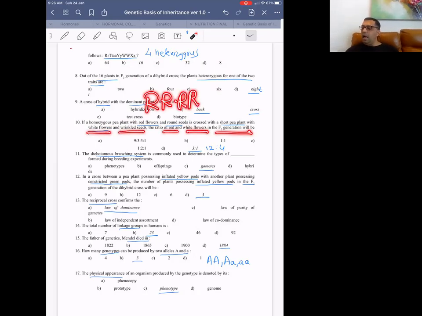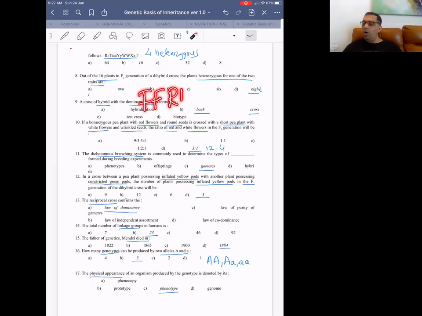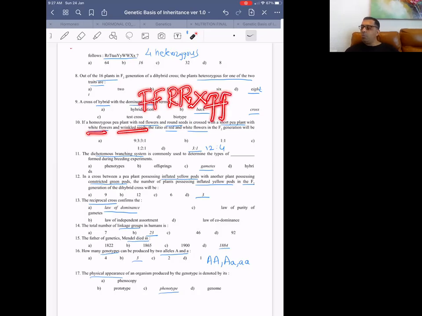Round is dominant, and it is crossed with a, say, red flower. Take another characteristic, capital F for red flower, capital R for round seed, and it is crossed with a white flower and wrinkled seed. So small f for white flower, small r for wrinkled seed. So in the F1 generation you will get capital F, capital R, small r, which you will get in the F1 generation.